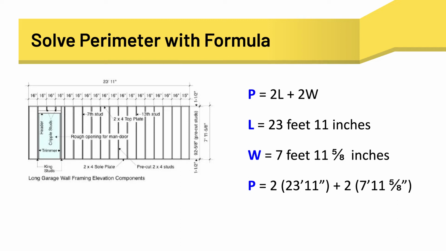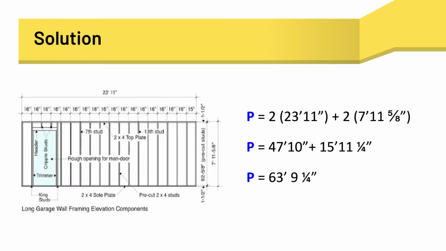Now he can do some math. Doubling both numbers using his knowledge of multiplication and fractions, Isaiah gets the following numbers. 23 feet and 11 inches doubles to make 47 feet and 10 inches. 7 feet and 11 5/8 inches doubles to make 15 feet and 11 1/4 inches. Now he can add these together to get the perimeter for the wall. He arrives at the figure of 63 feet and 9 1/4 inches, which he'll use for ordering the correct amount of lumber he needs.